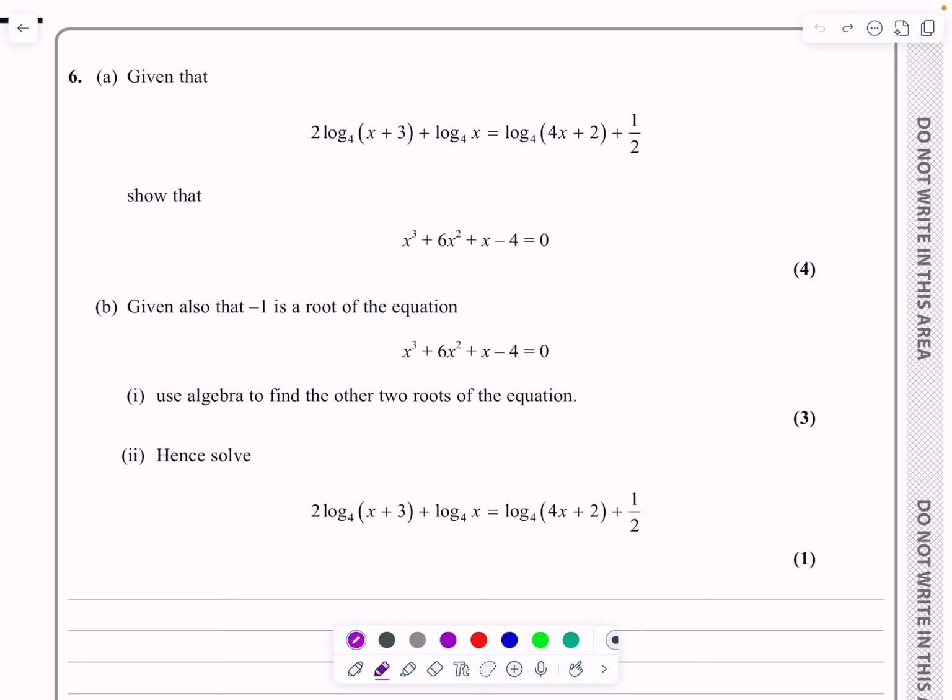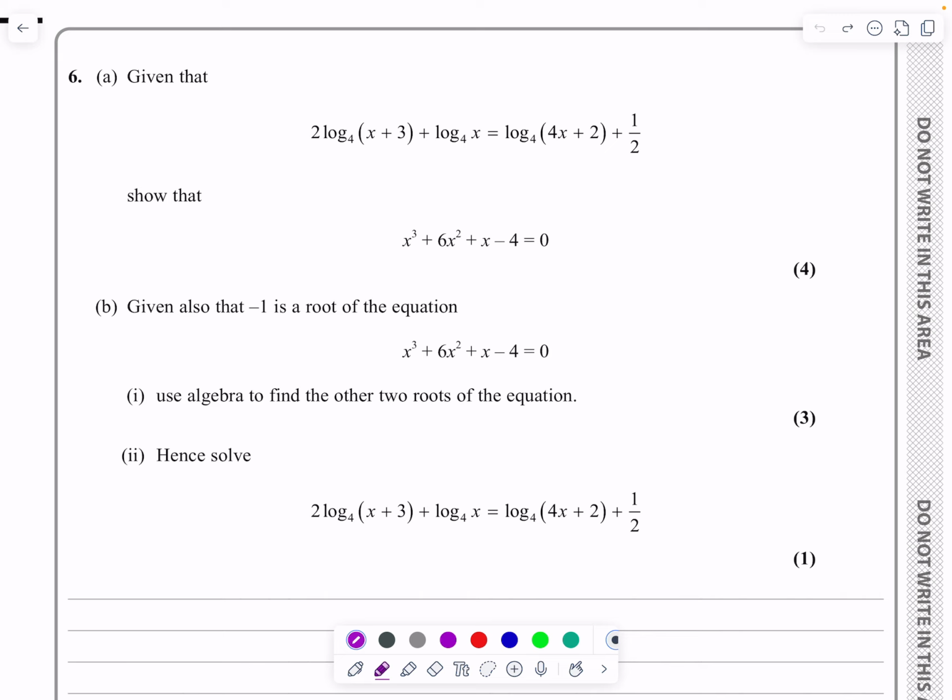Okay, this is the P2 paper from January 2024. It's question number 6, and as we can see, this starts off with some exponentials and logarithms. We're going to be solving an equation using logs, and then when we get down to this part down here, that's going to be algebraic methods. We're going to be using factor theorem, algebraic long division to try and finish off the question.